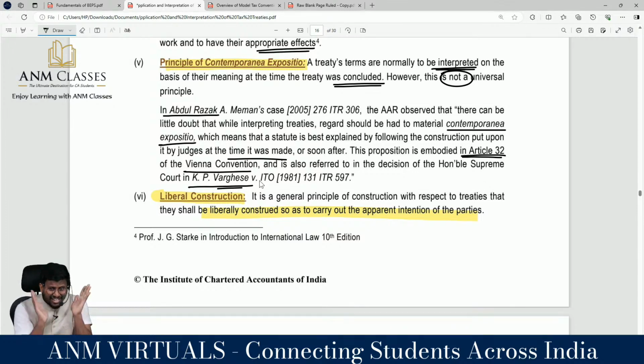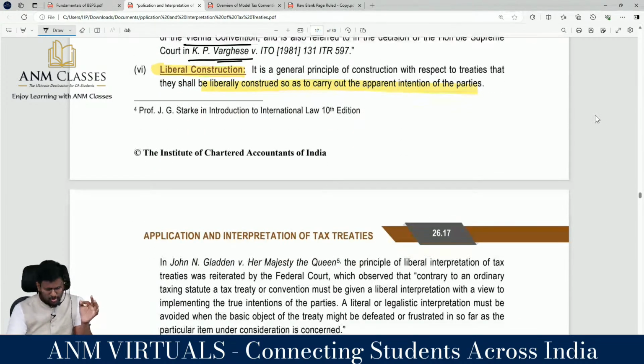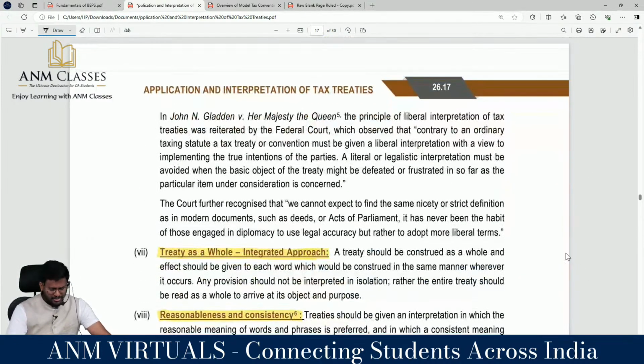எஸ் சார், அதனால தான் நிறைய பேர் இதை அடாப்ட் பண்ணாதது. Liberal construction, it's a general principle of construction with respect to treaties that they shall be liberally construed so as to carry out apparent intention of the parties. That means liberal construction means ரொம்ப restricted-ஆ இன்டர்பிரட் பண்ணக்கூடாது. பெரிய மனசோட இன்டர்பிரட் பண்ணணும்.